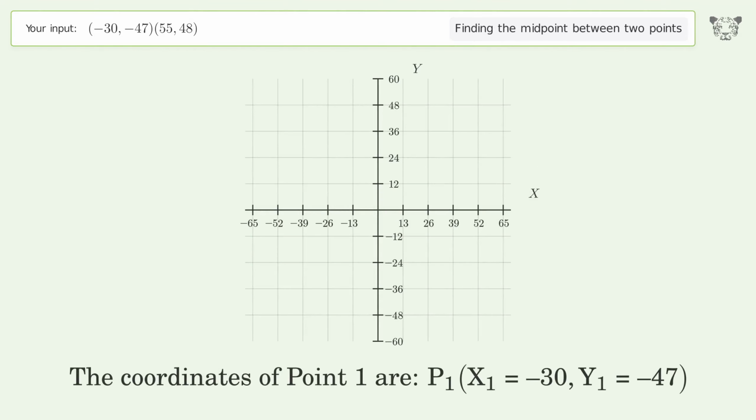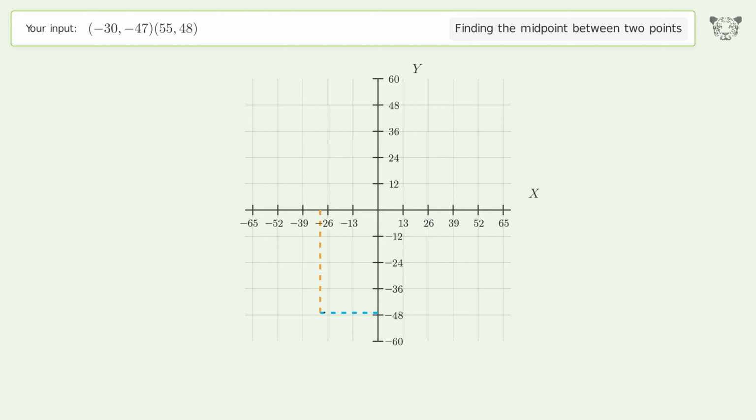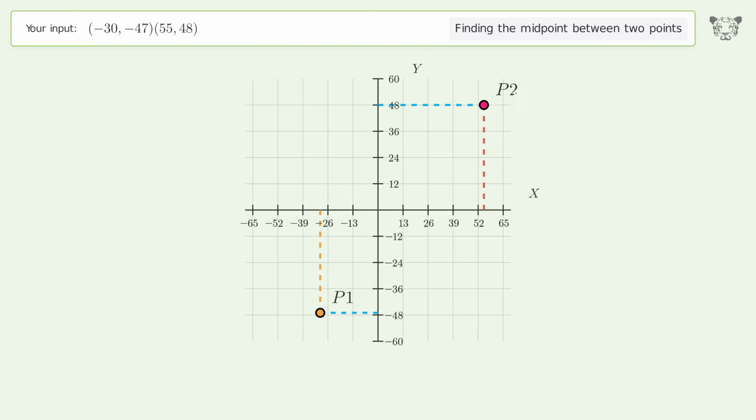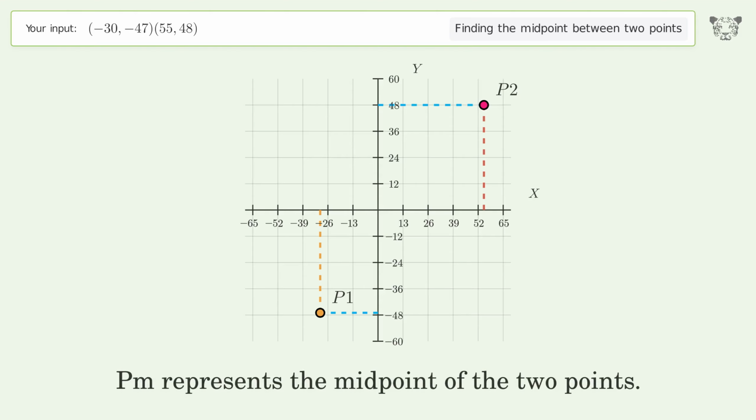The coordinates of point 1 are x1 equals -30, y1 equals -47. The coordinates of point 2 are x2 equals 55, y2 equals 48. PM represents the midpoint of the 2 points.